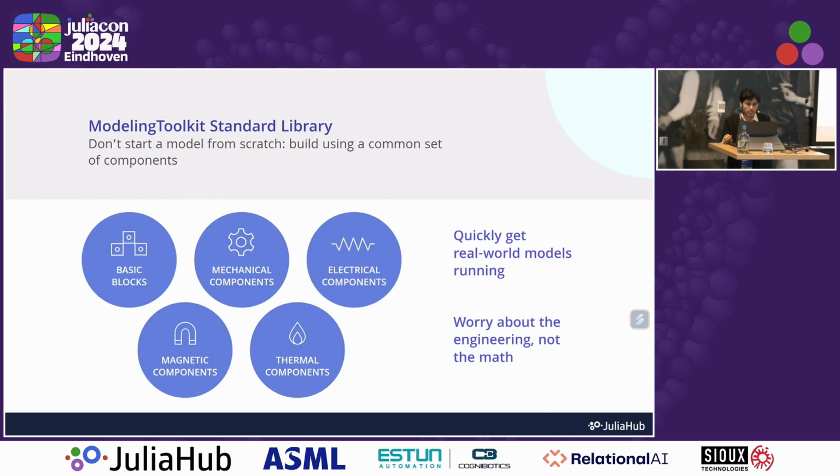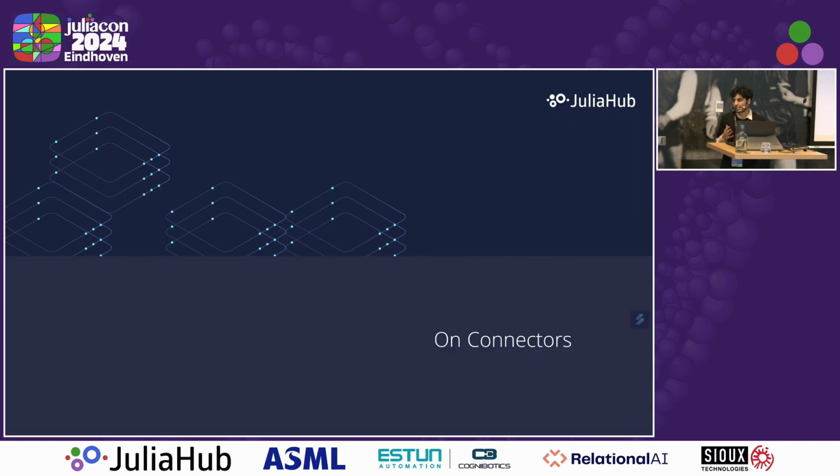So the ModelingToolkit Standard Library has fundamental components already written out, so you can just use those to build out composite systems. It has mechanical, magnetic, thermal, and electrical components, which are similar to the Modelica standard library. It has all these components written out. Recently we have updated the conventions that we are following in our connectors.